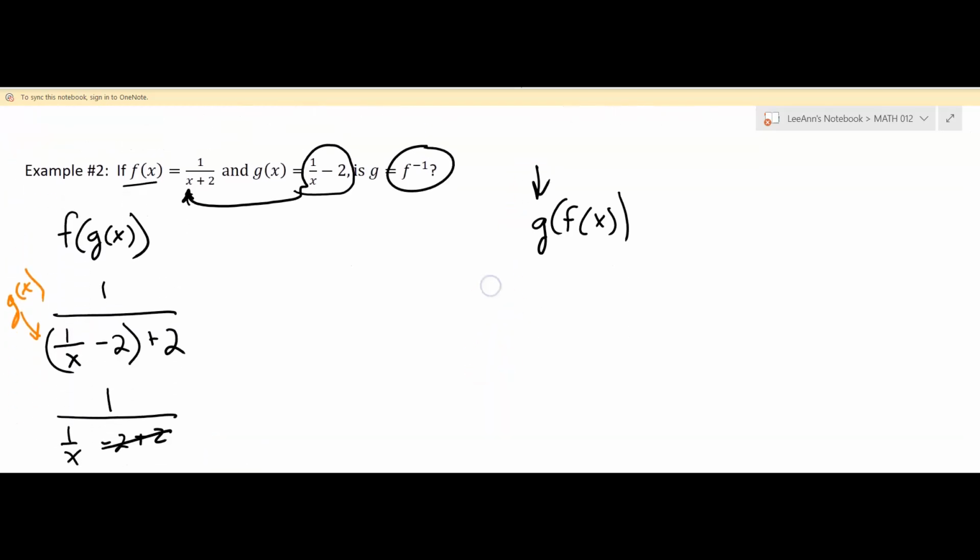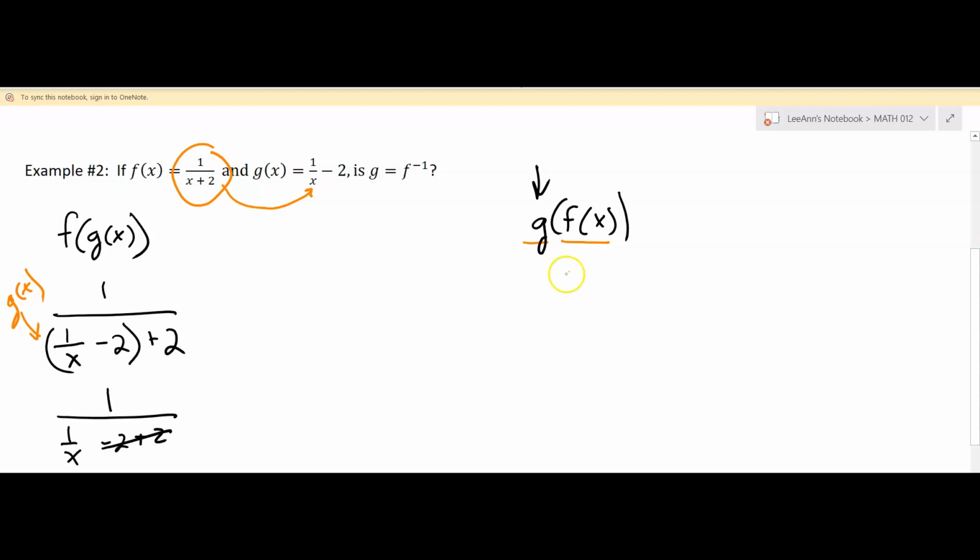So now we have to go the other way. So I'm going to do a little erasing here. And so now what we're going to do is we're going to take g of f of x. So we're going to take all of this and we're going to put it in right there. Okay? So it looks like you're kind of doing the same thing. It can be a little confusing, but just be careful with your notation.